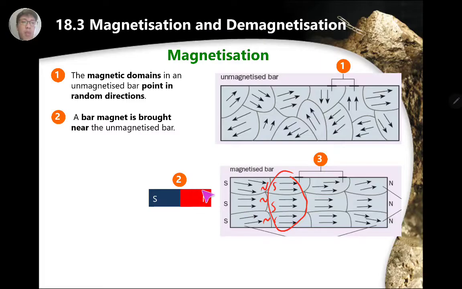And you see that when you bring a magnet close, basically what you get is that all the little magnetic domains here will all turn to face the same direction. And when they all turn to face the same direction, what do you get? You get a south pole ultimately at one side and a north pole ultimately at the other side. Does that make sense?